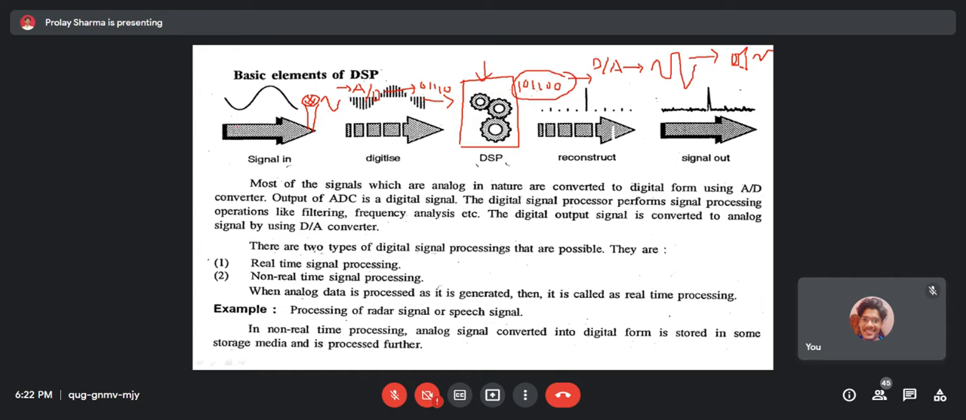Another type is non-real-time processing. Suppose we capture a photograph of a certain object, and next you pass it through some image processing algorithm to get insight into the photograph. So this is called non-real-time processing. After taking this signal or information, we process it later. It is stored first, then processed, and whatever processing is carried out is on a non-real-time basis. So this is called non-real-time signal processing.